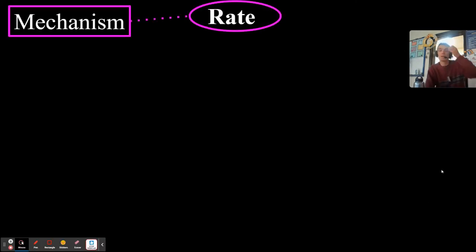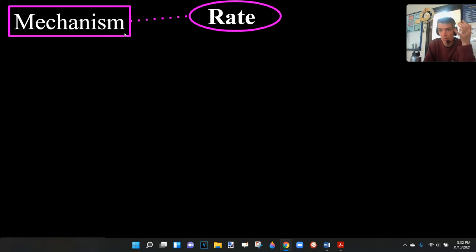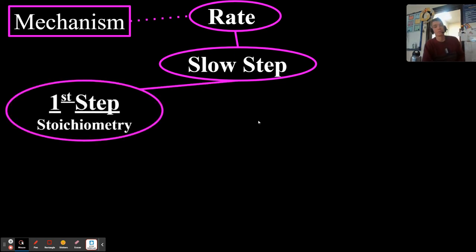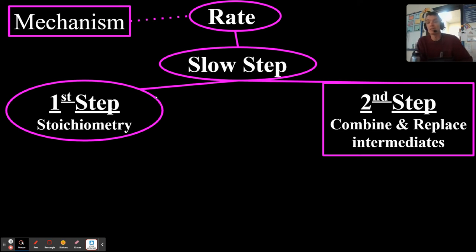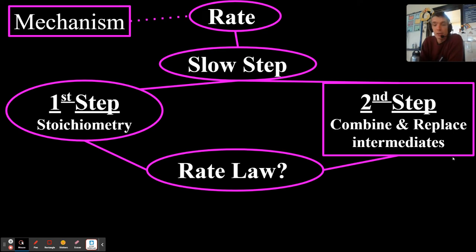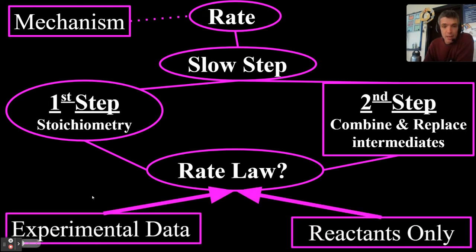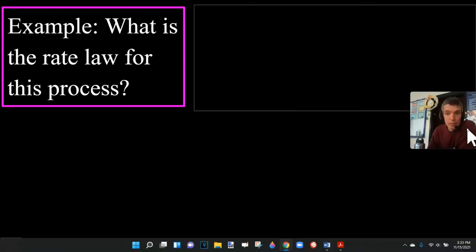Now, this is a graphic to show you all mechanisms have a rate. The rate itself is mainly determined by the slow step. If it's the first step, you just go by the stoichiometry. If it's a different step, this is what we're going to learn how to do, and these will be proposed rate laws, but you'd have to go back and look at experimental data to see if it works, and your rate law should contain reactants only. All right, so we're going to practice one.